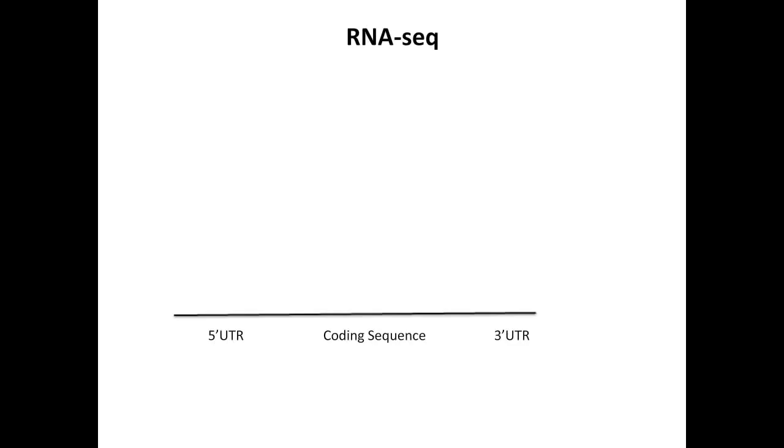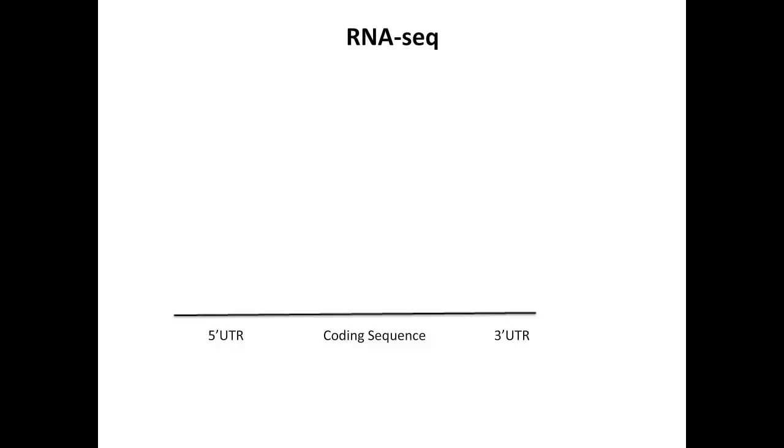In the following slides, I will compare the conventional RNA-seq method with 3' RNA-seq. At the bottom here, you see a gene model. On the left, we have the 5' UTR. UTR stands for untranslated region.